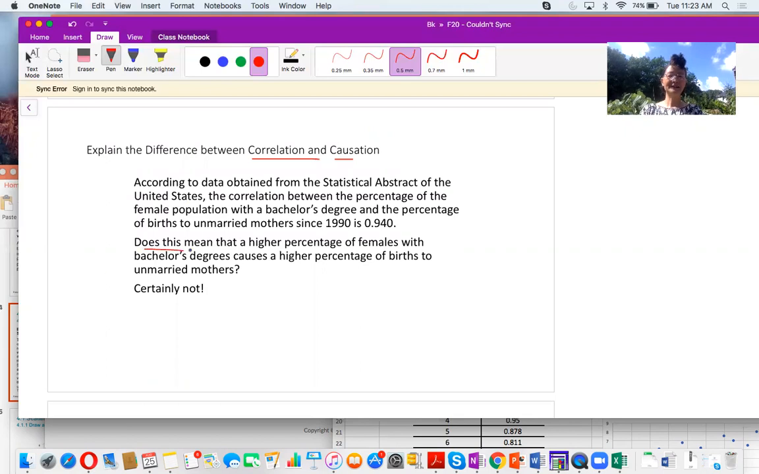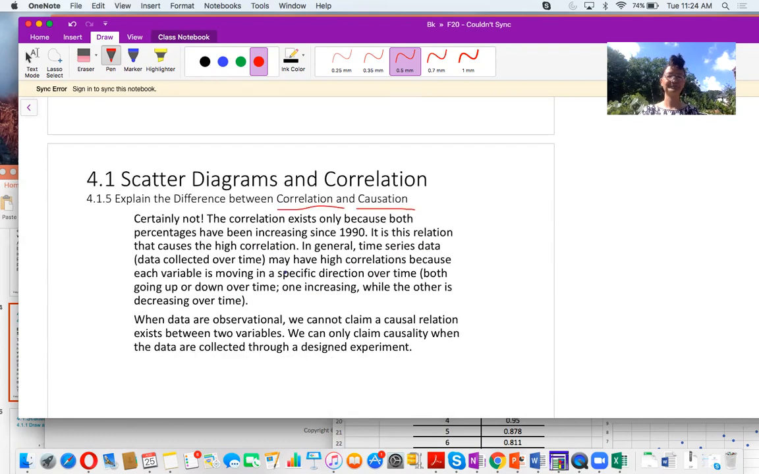But does this mean that a higher percentage of females with a bachelor's degree causes a higher percentage of births to unmarried mothers? By common sense, of course not. Why not? Because the correlation exists only because both percentages have increased since 1990. It is this increase that caused the high correlation, not the two variables themselves. It is just the increase.